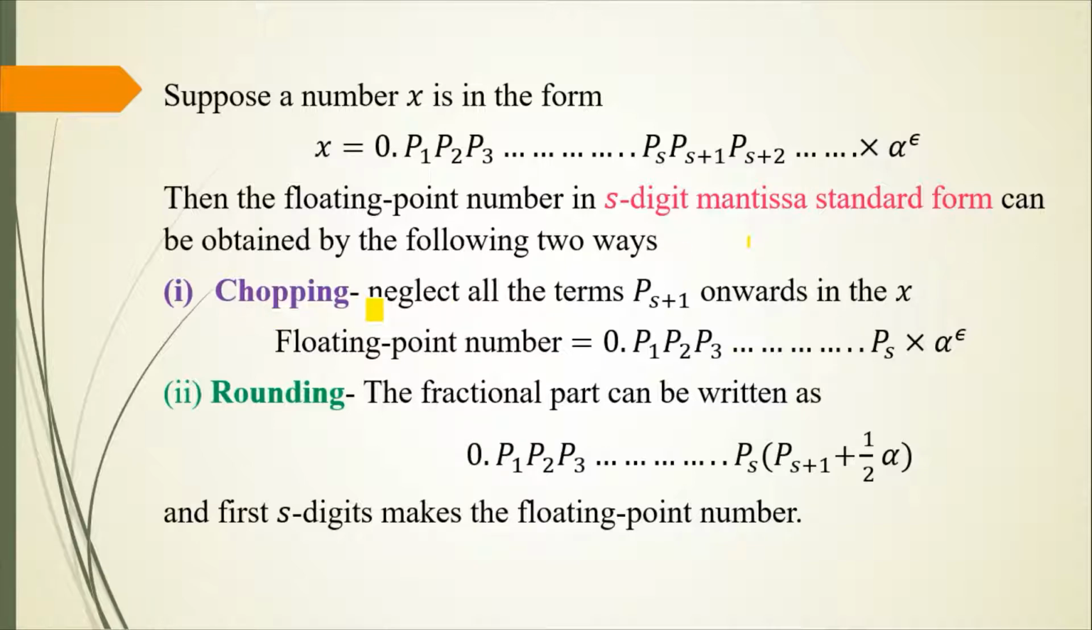First one is chopping. In chopping, we neglect the digits or terms after Ps, or simply you can say we discard all the digits after the digit Ps. And the second way is rounding. For the rules for rounding, you can go through my previous lecture. For this, we can write our digits like that. Then the first S digits make the floating point number. Now you are thinking how we can write this number like that in rounding. So let's see some examples.